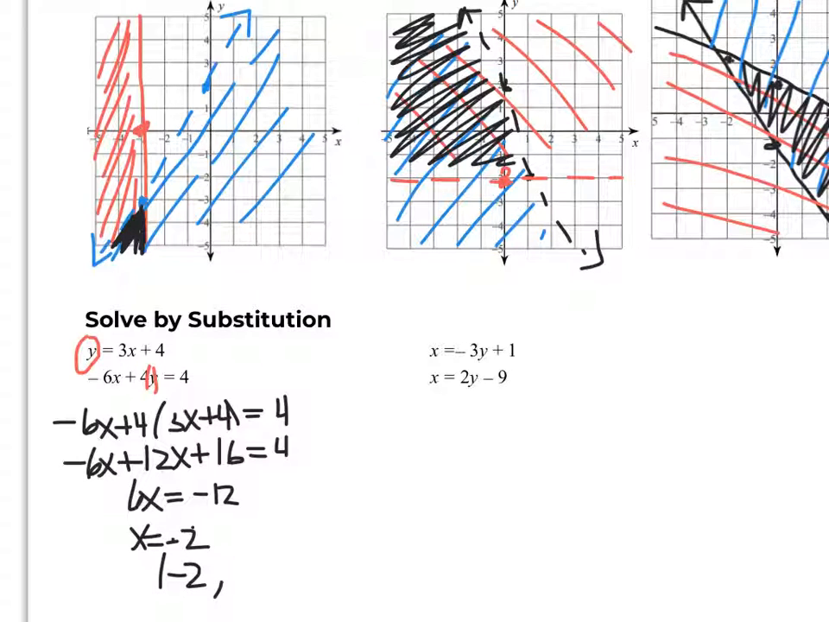And then we'll substitute that back in. So y equals 3 times negative 2 plus 4. So negative 6 plus 4, which would give me negative 2 for the y.